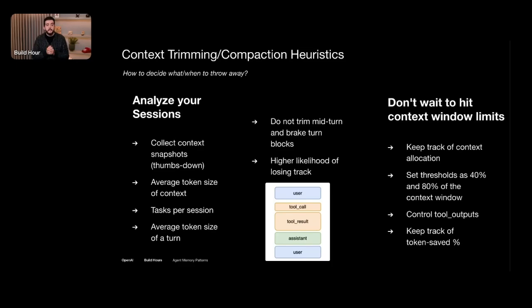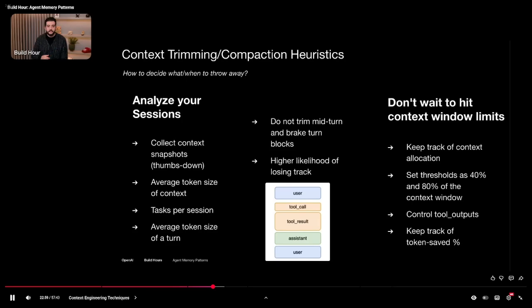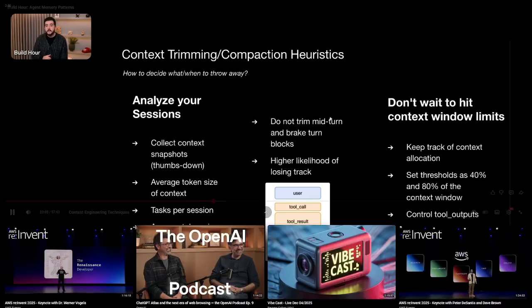Secondly, do not trim mid-turn and break turn blocks. A turn basically means a user message and all the other messages until the next user message, right? So if you break or don't respect these turns, there'll be a higher likelihood of losing track. And then finally, don't wait to hit context window limits. So keep track of context allocation. You can set thresholds like 40 or 80%. If you're getting closer to hitting the context window limits, these thresholds will help you better understand when you should trigger some of these operations.